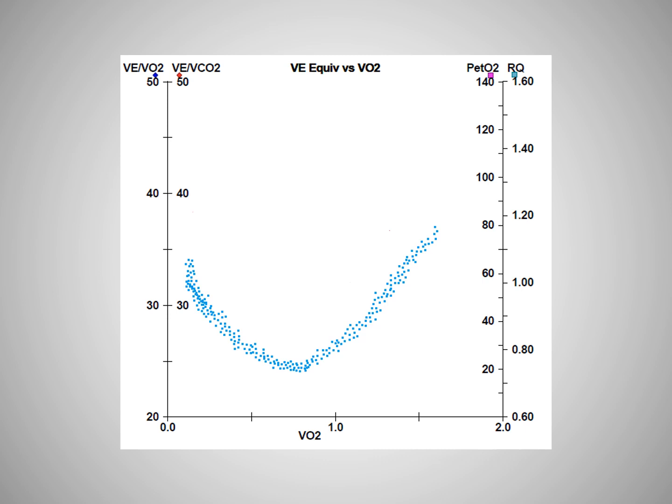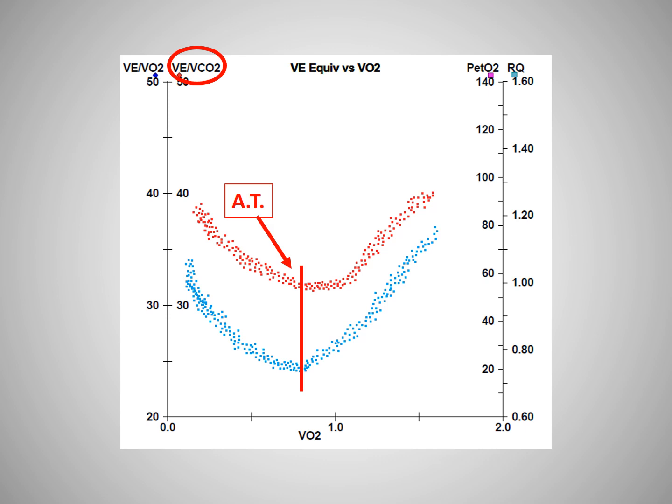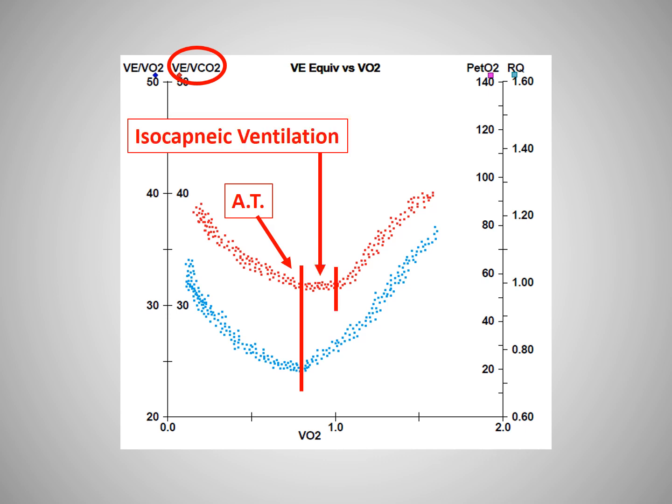The second tracing we like to examine is the ventilatory equivalence for CO2, or VE to VCO2, which behaves a little differently at AT, shown here in the red dots. When anaerobic threshold is reached, the tracing may go flat for a short period of time that we call isocapnic ventilation. This occurs because after the onset of AT, the lungs have some compensatory capabilities for buffering the lactic acid, blowing off the excess CO2.